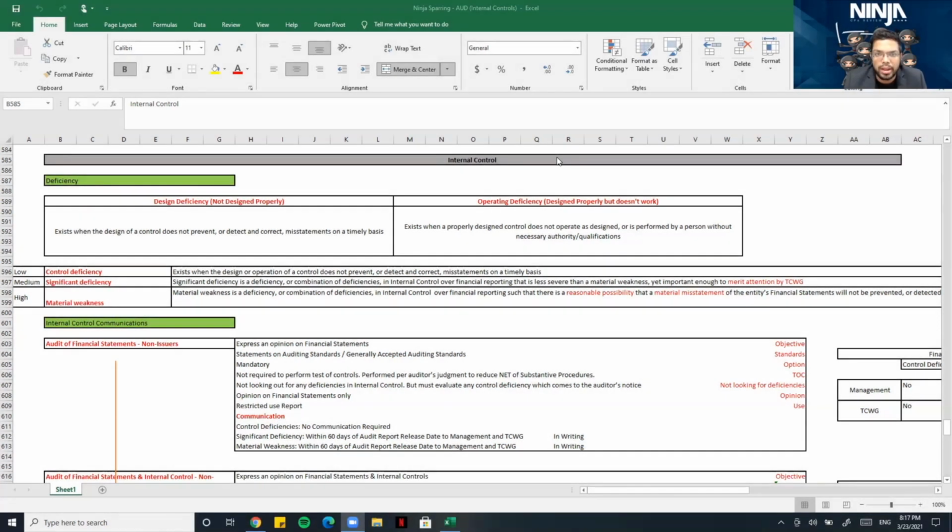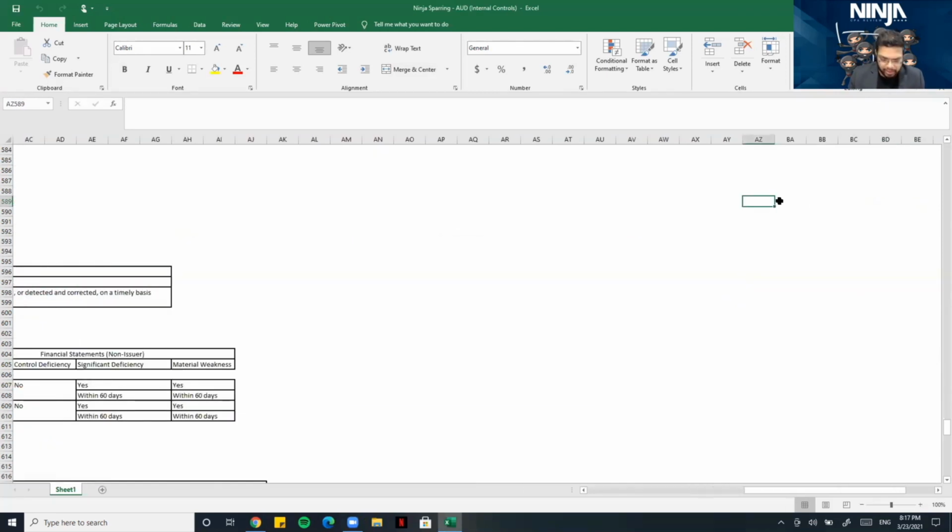I think over the last couple of classes, we've started with professional responsibilities or standards which apply to an auditor. So we did 2 sessions on that. Professional responsibilities or standards which an auditor must follow.